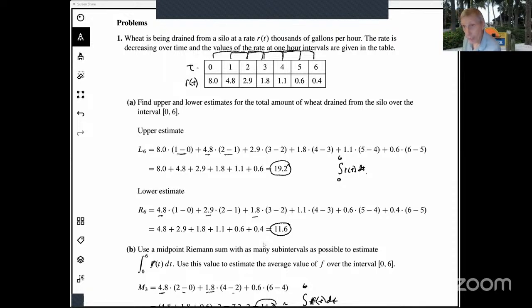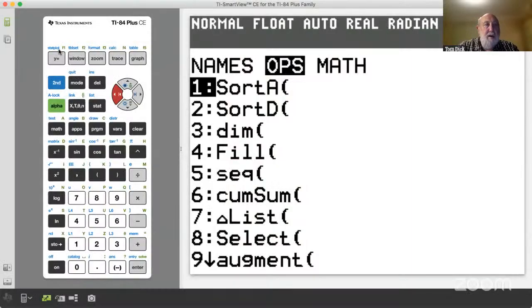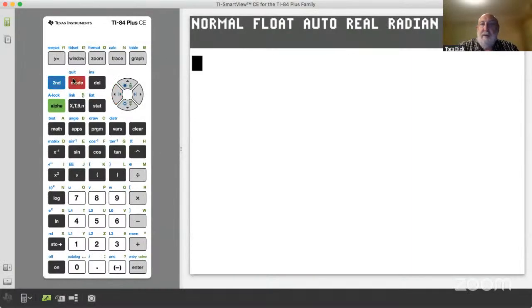Tom, do you want to do anything with technology on this one? Sure, Steve. Okay. Let's go ahead and take a look at, see if I can pull up my TI-84. You can let me know if that's come up okay. Yep, you're good to go. Okay, great, fantastic.